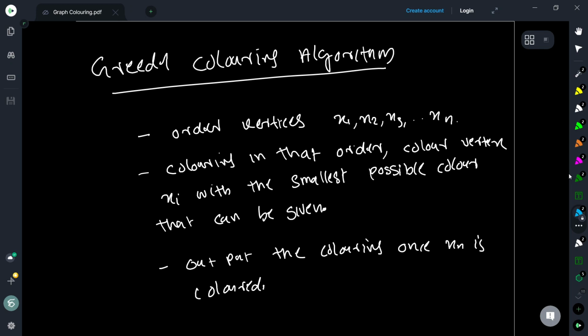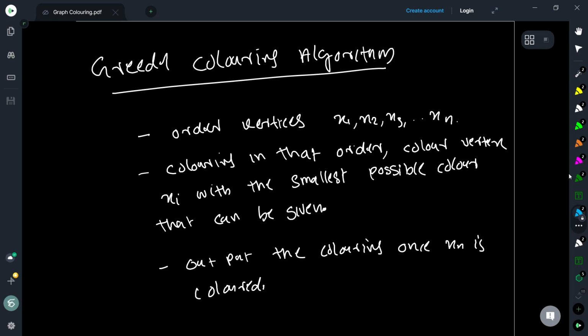Basically, you order the vertices in some order, whatever order that you want, x1, x2, etc., xn. Then you color in that particular order. First choose x1 and color it with color 1, and then when I go to xi, color it with the smallest possible color that can be given. If all of the colors that we have used so far are in the neighborhood, then we introduce a new color and continue. Once you finish with all the vertices, output the coloring and the number of colors that we have used. So this will tell you the chromatic number and also give you a coloring of the graph.